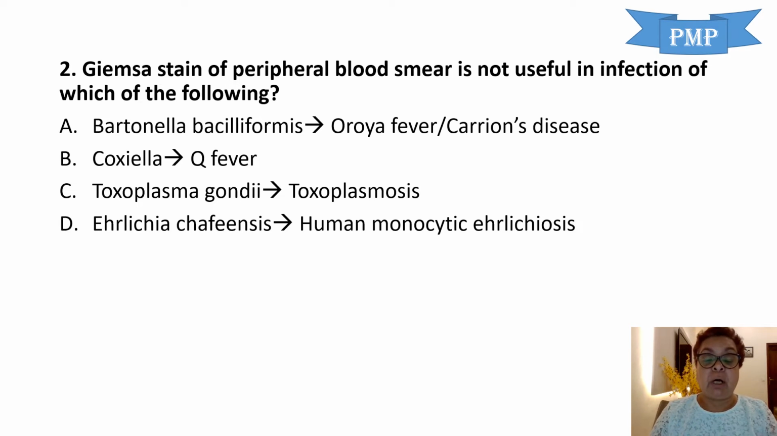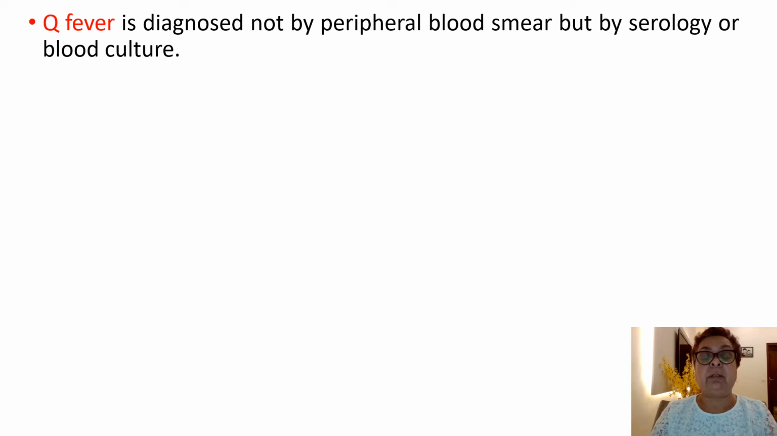Right? So amongst these options, the answer is that Giemsa stain of peripheral blood smear would be useless in infection with Coxiella. Now remember, it's a very frequently asked question: which of the following diseases is diagnosed primarily by serology? In that, our answer is many times Coxiella, or rather, Q fever.